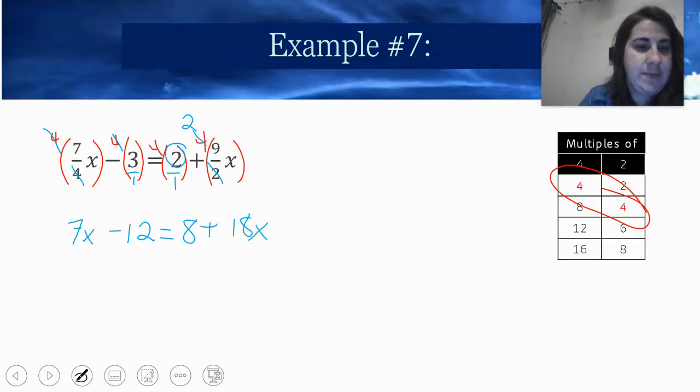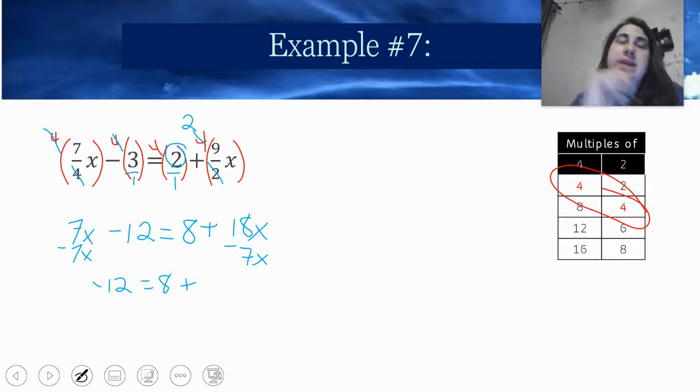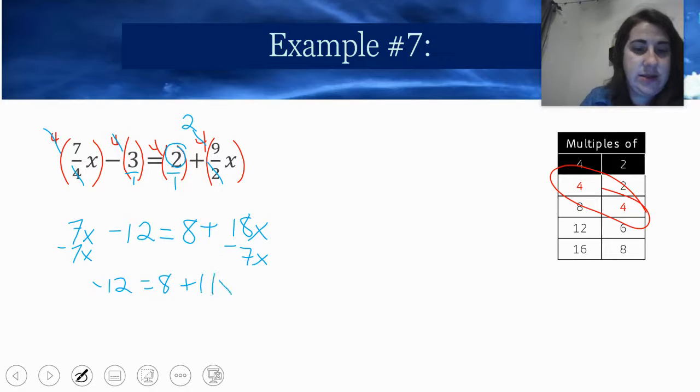X. Okay, I'm going to subtract 7x from both sides. I get negative 12 equals 8 plus negative 18 minus 7 is 11x. Now I'm going to subtract 8 from both sides. I get negative 20 equals 11x. Divided by 11. And I get x is equal to negative 20 over 11.